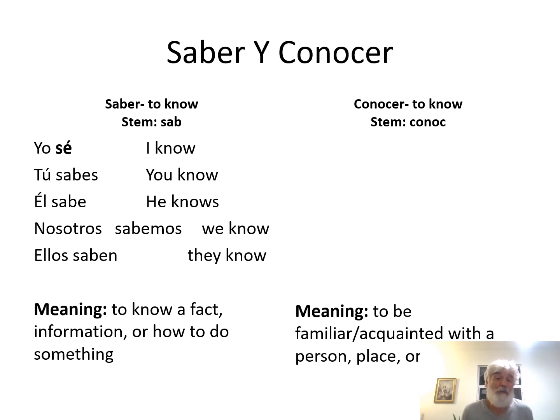Because in English, we don't have two verbs to know, we only have one. The verb saber in Spanish means to know something factual, to know a fact. I know how many square feet are in my home. I know your address. I know what the weather's going to be like tomorrow. I know a cold front is moving through. To know something factual.